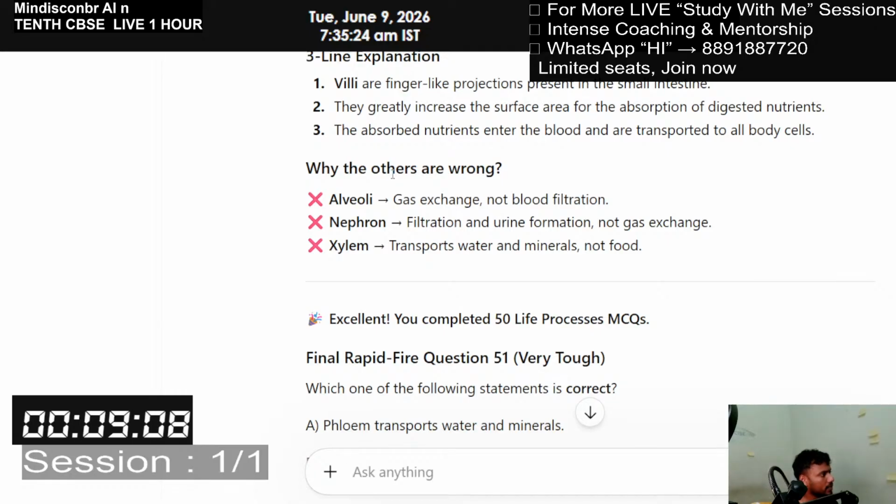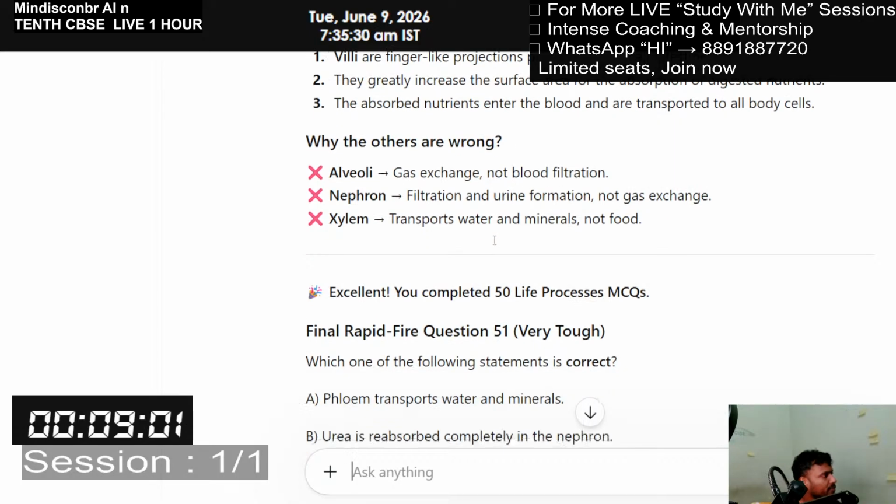Alveoli, gas exchange, not blood filtration. Nephron filtration and urine formation, not gas exchange. Xylem, transport water and minerals, not food.